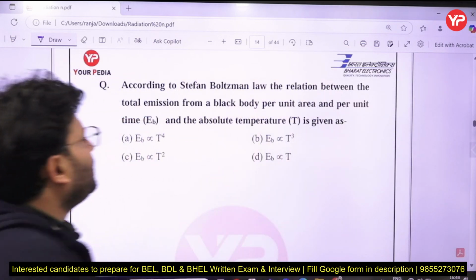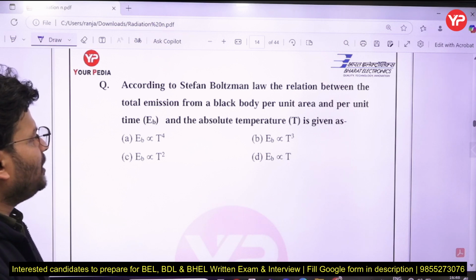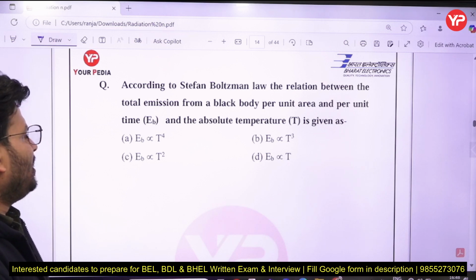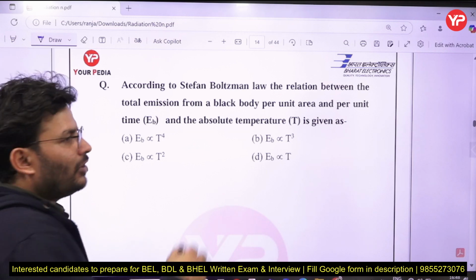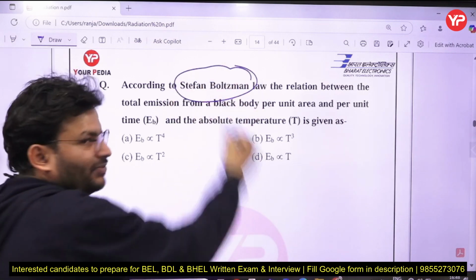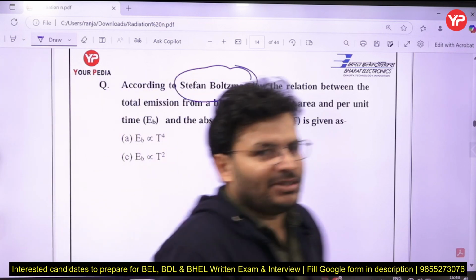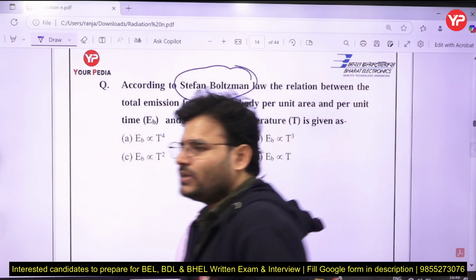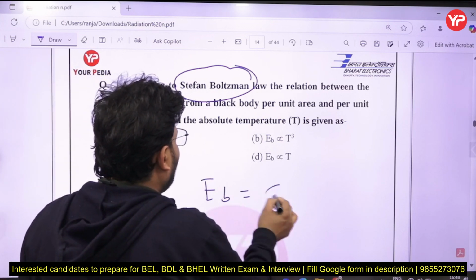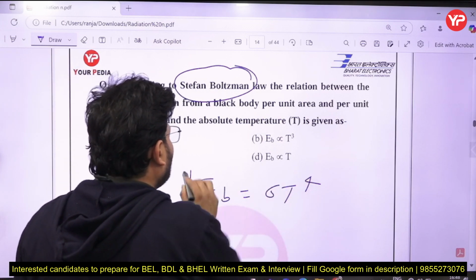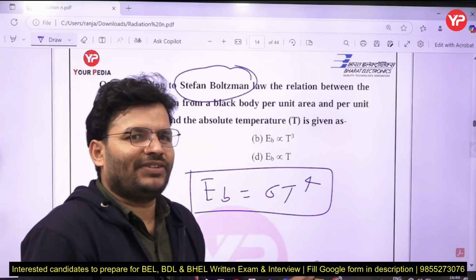According to the Stefan-Boltzmann law, the relation between the total emission from a black body per unit area and absolute temperature T is given by. According to the Stefan-Boltzmann law, what was the law, my dear friends? It talks about the emissive power. So what is emissive power? We can say simply, sir, just now you have seen, emissive power is equal to sigma into T to the power 4. Here sigma is known as the Boltzmann constant, right? What is the value of the Boltzmann constant?